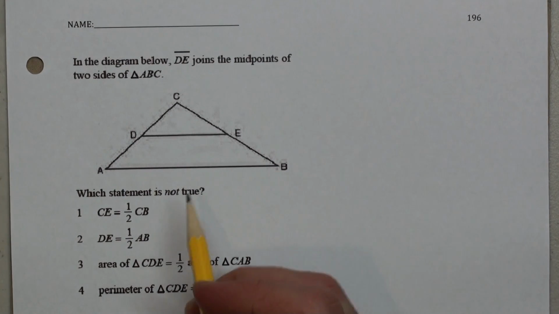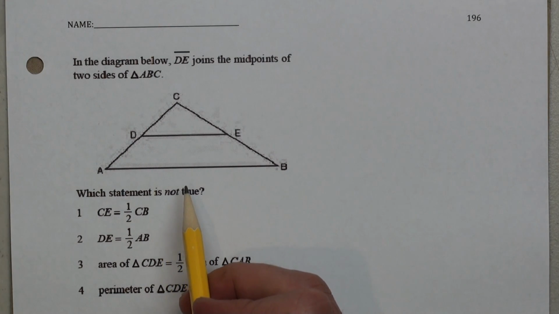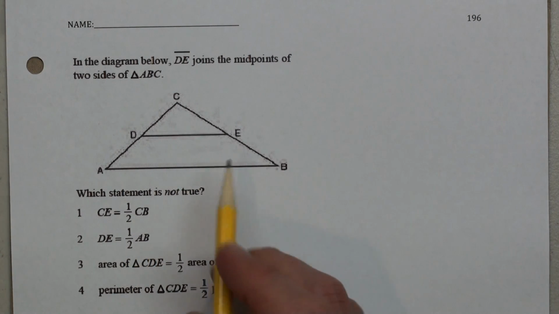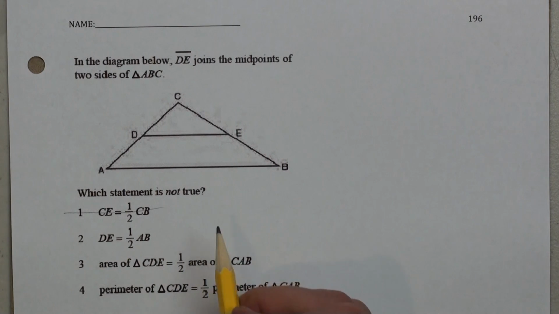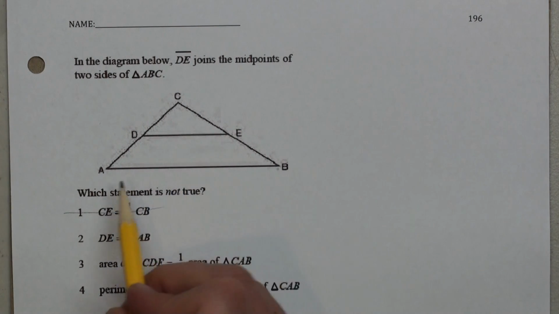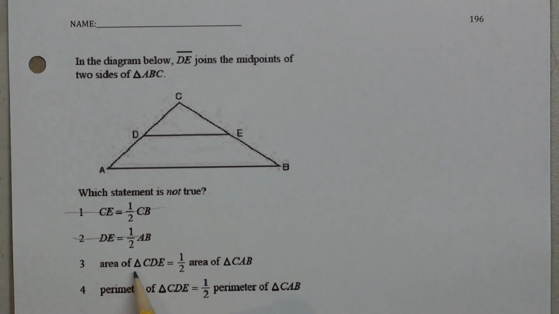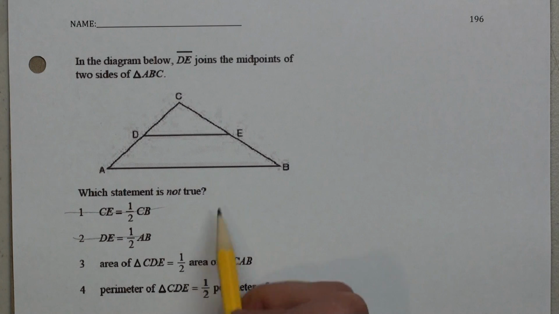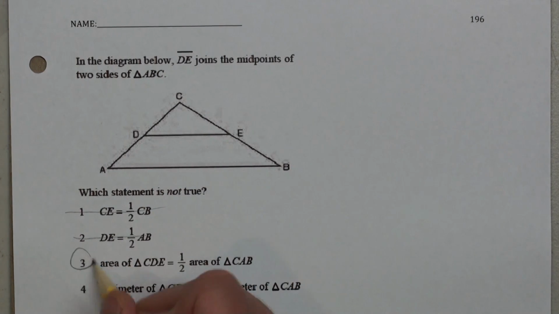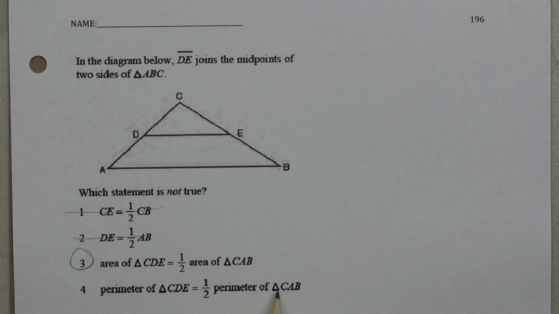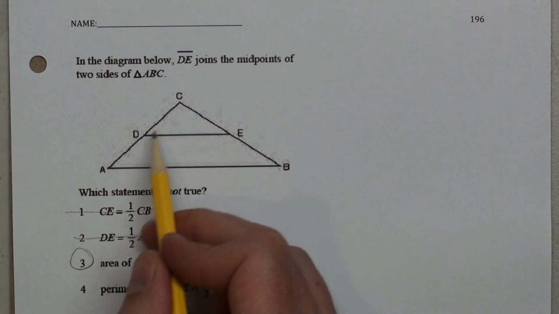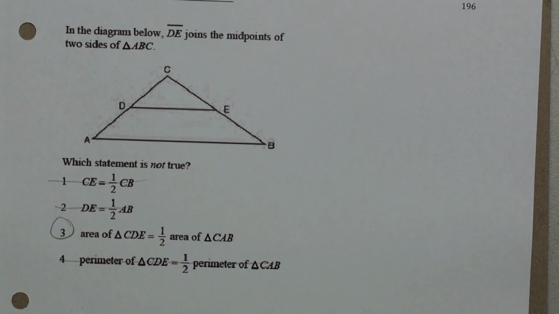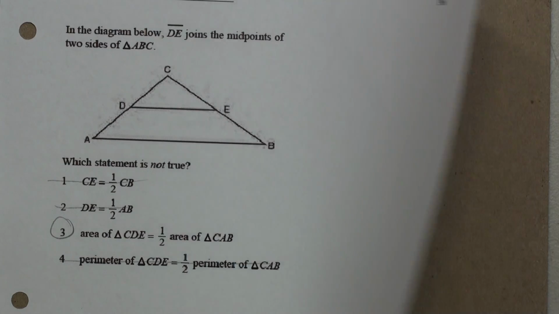We got a mid-segment. Which statement is not true? Well, CE is 1/2 of CB. That's true. DE is 1/2 of AB. That's true. The area of triangle CDE is equal to 1/2 the area of triangle CAB. That's not true. The perimeter of this is equal to 1/2 the perimeter of this. That is true. So it's choice 3. The areas will not be in the same 1/2 ratio.